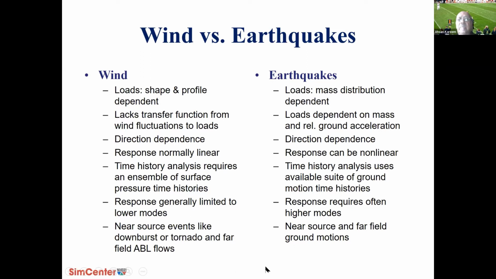Now I use this terminology of near-source and far-field ground motions and bring that to wind. The near-source events are more like a downburst and a tornado, and far field is like the atmospheric boundary layer, which runs over a long stretch of land and arrives at your building. And that's what all our building codes depend on.